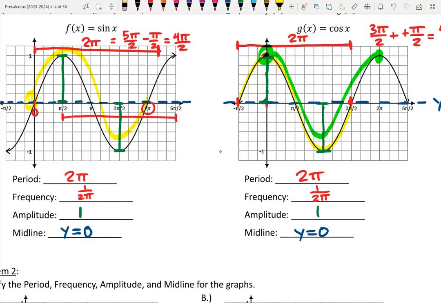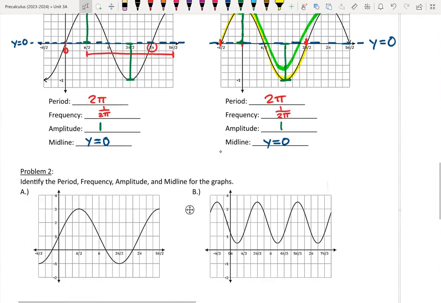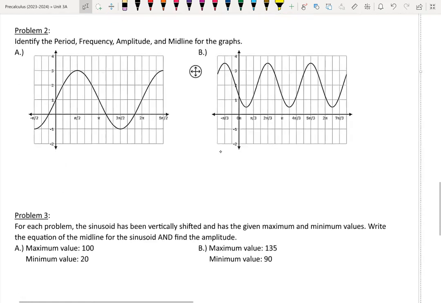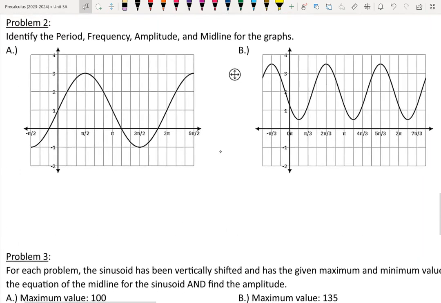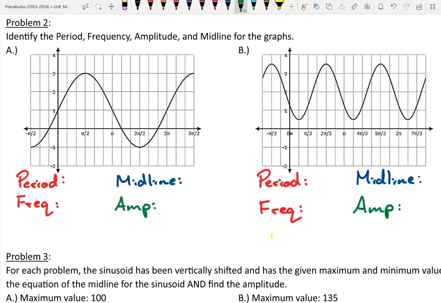All right? So, I want you guys to go ahead and look at problem number 2. We have 2 graphs here, A and B. I want you to go ahead and identify period, frequency, amplitude, and midline for each of those. Okay, let's go ahead and look at this one. Start with A. Let's see. Zach, what is my period for A?